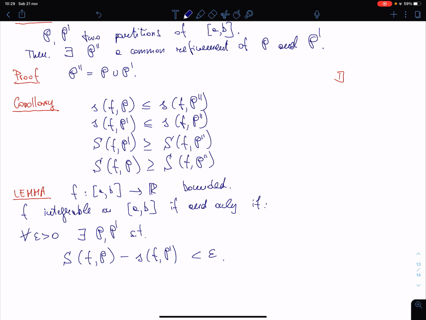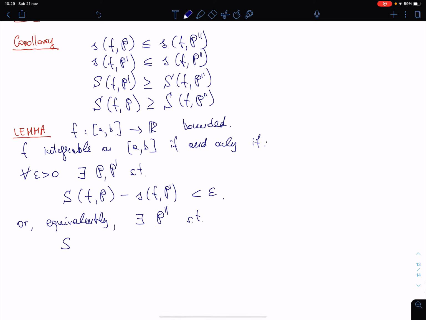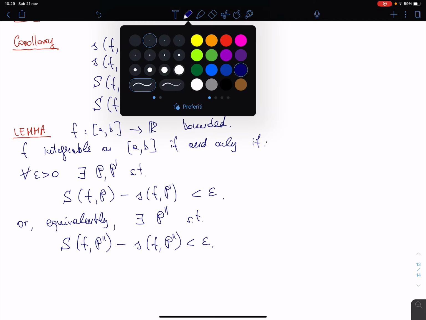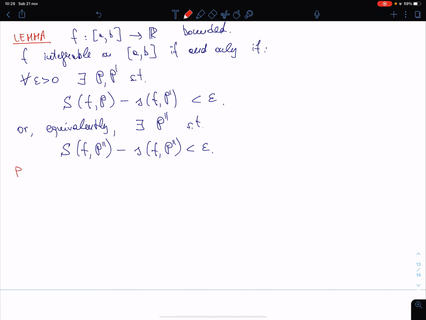Okay? It is sufficient to prove it for the particular case in which P and P prime are the same, or equivalently, if there exists a P second partition of AB such that the difference between the upper sum of f with respect to the partition P second minus the lower sum of f with respect to the same partition is less than epsilon. And again we go to the proof.